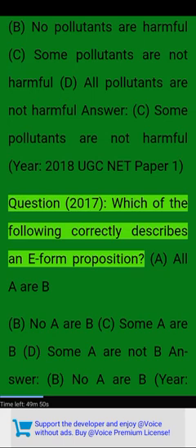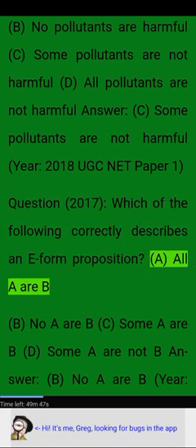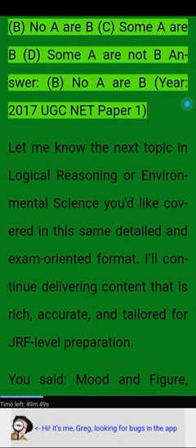Question 2017, which of the following correctly describes an E-form proposition? A. All A are B. B. No A are B. C. Some A are B. D. Some A are not B. Answer. B. No A are B. Year 2017 UGC Net Paper 1.